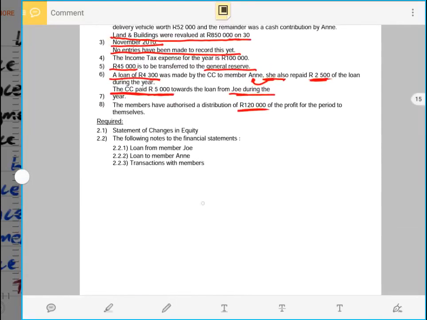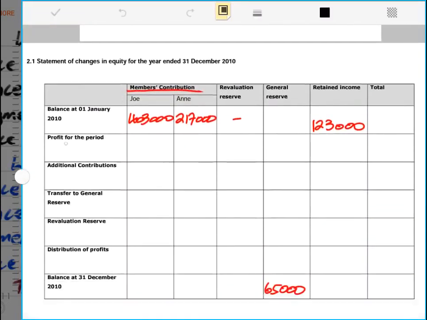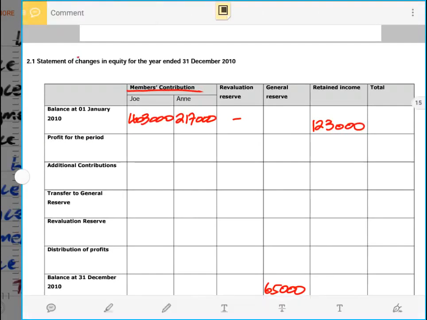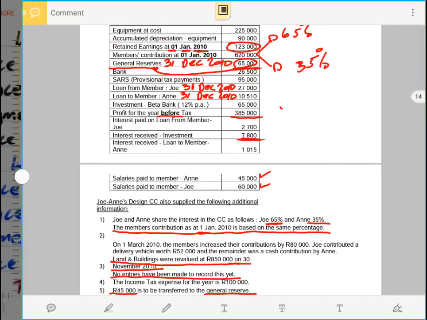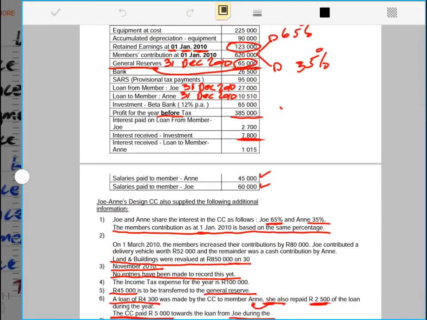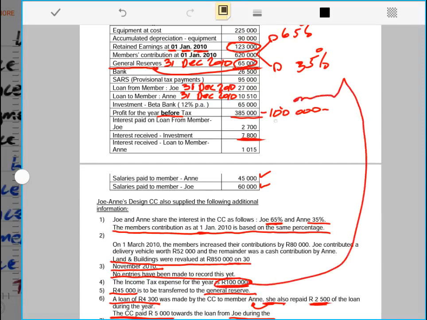Then we go to the second part, and the second part is the profit for the period. So now let us check how much was the profit for the period on this exercise. So now we had our profit which was before tax, and we said that our profit is 385. We still had to subtract the 100,000 rands, and 100,000 rands was our tax expense here under number 4. That was the tax expense. So now we had to go and subtract this one here so that we get 285,000 rands.